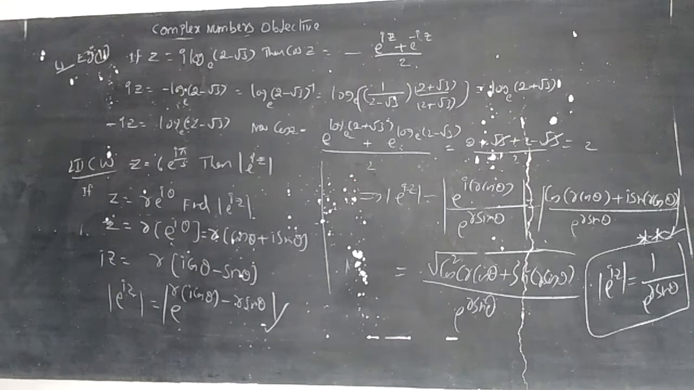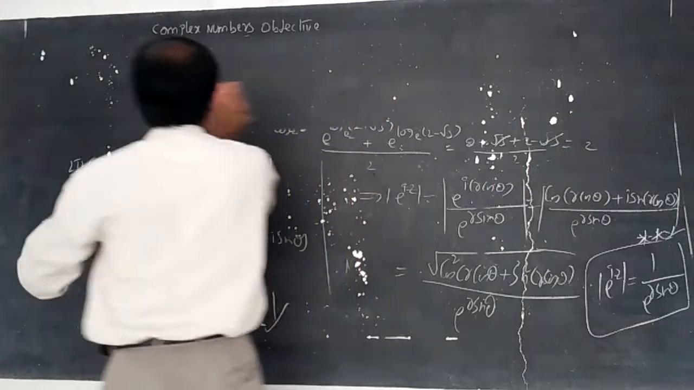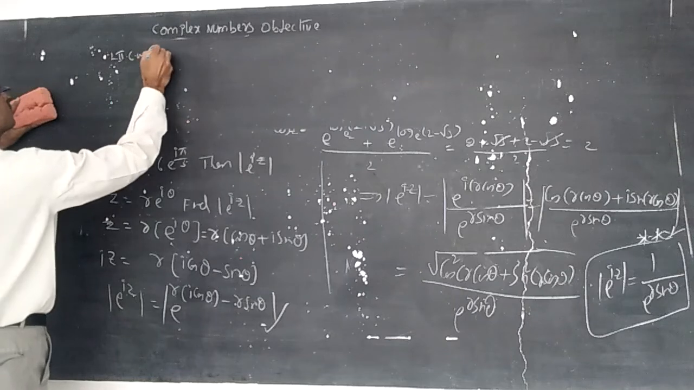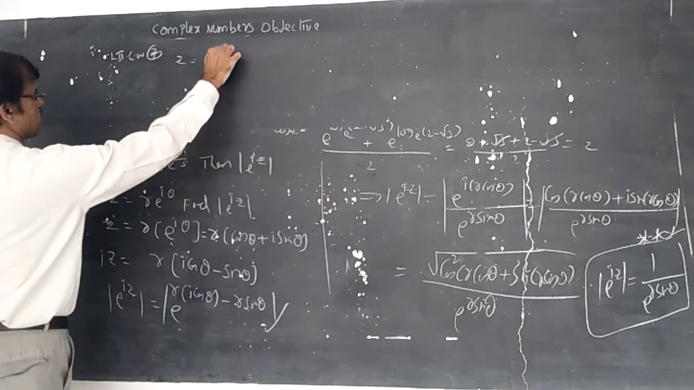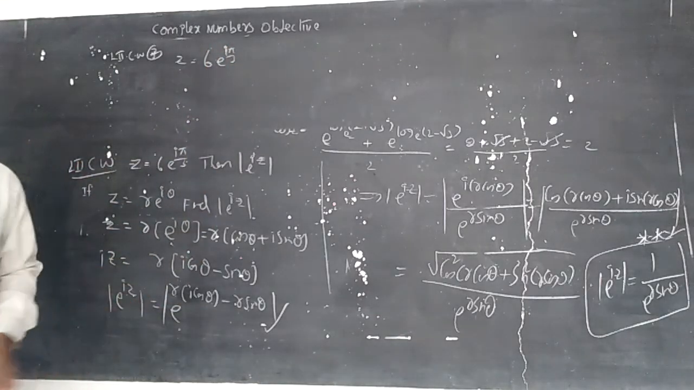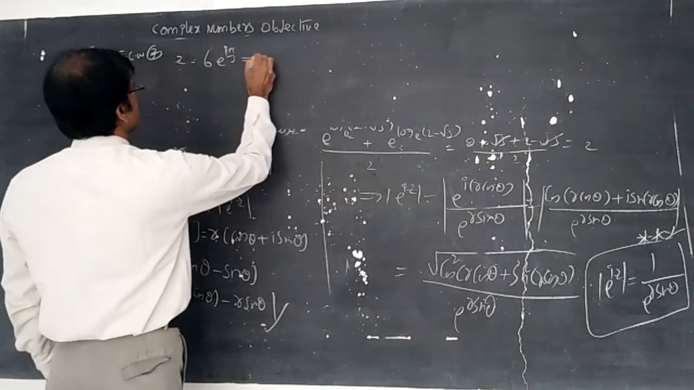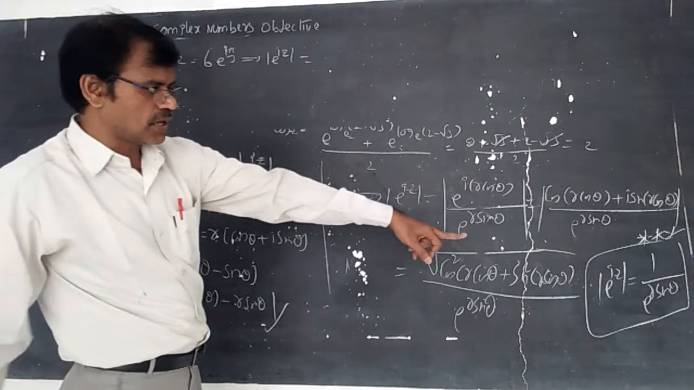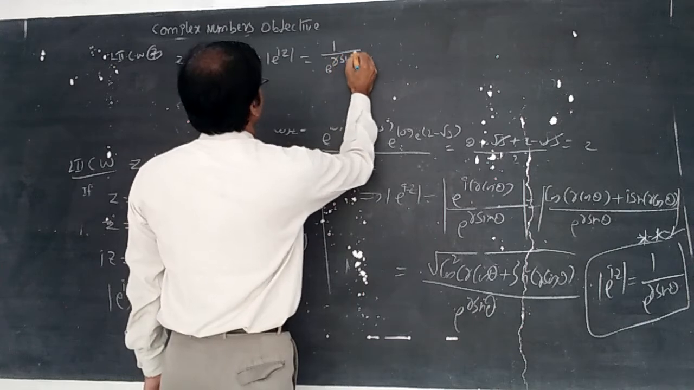Now level 2 class 1 question, the 7th question. z is equal to 6 into e power i pi by 3. Then what is the value of modulus of e power iz? That is equal to the formula we just said, 1 by e power r sin theta.